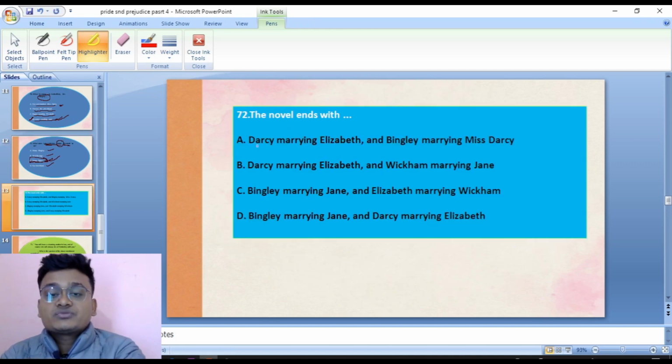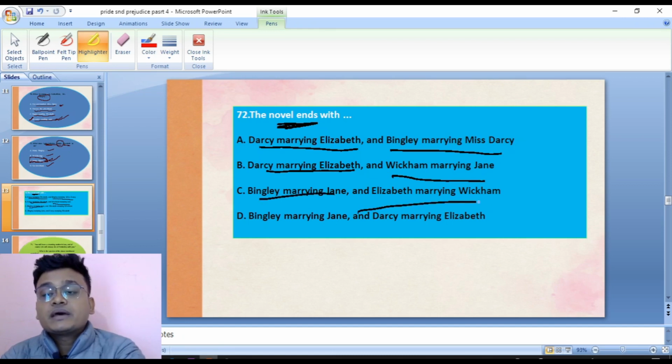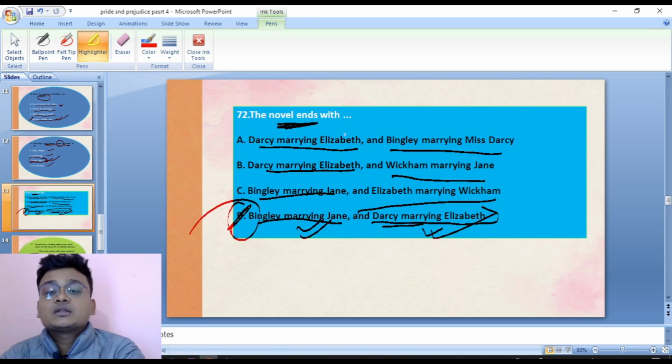Now, the novel ends with Darcy marrying Elizabeth, Bingley marrying Miss Darcy, Wickham marrying Jane, Bingley marrying Jane, Elizabeth marrying Wickham. So the novel ends with Bingley marrying Jane and Darcy marrying Elizabeth. This is very true, and very easy. So option number D is the right answer. This is the conclusion of the novel.